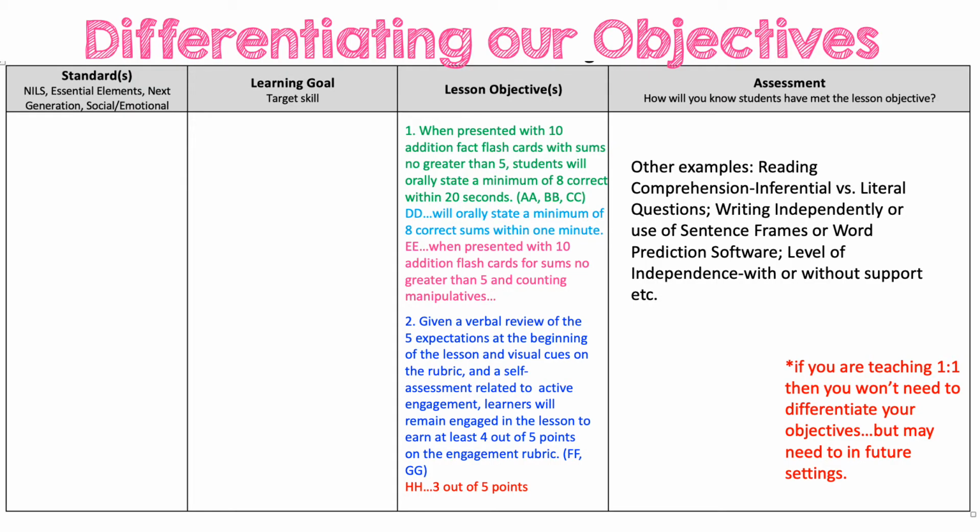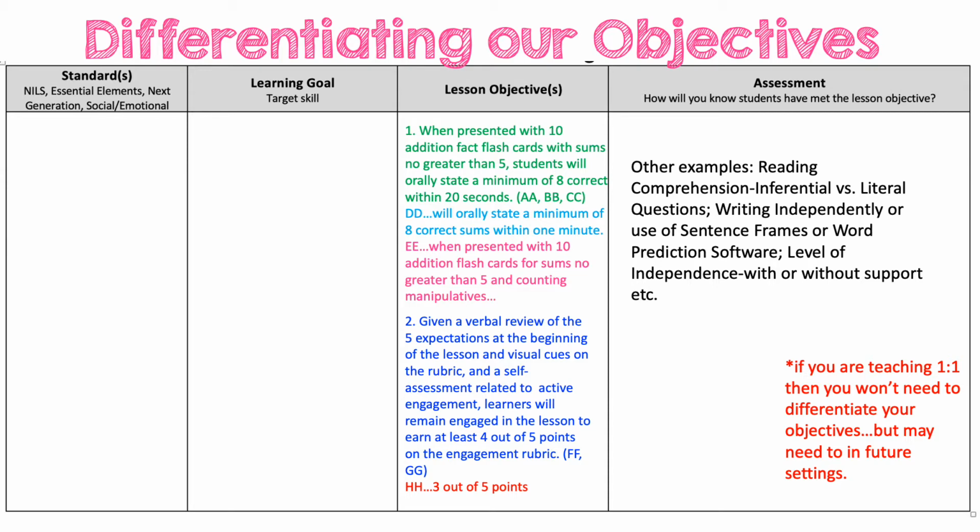So as a starting point, you will write a lesson objective that you feel is appropriate for the majority of your learners. Let's take a look at the objective that's written in green. When presented with 10 addition fact flashcards with sums that are no greater than 5, students will orally state a minimum of 8 correct within 20 seconds. And then in parentheses, you will see the initials of your learners: AA, BB, and CC.